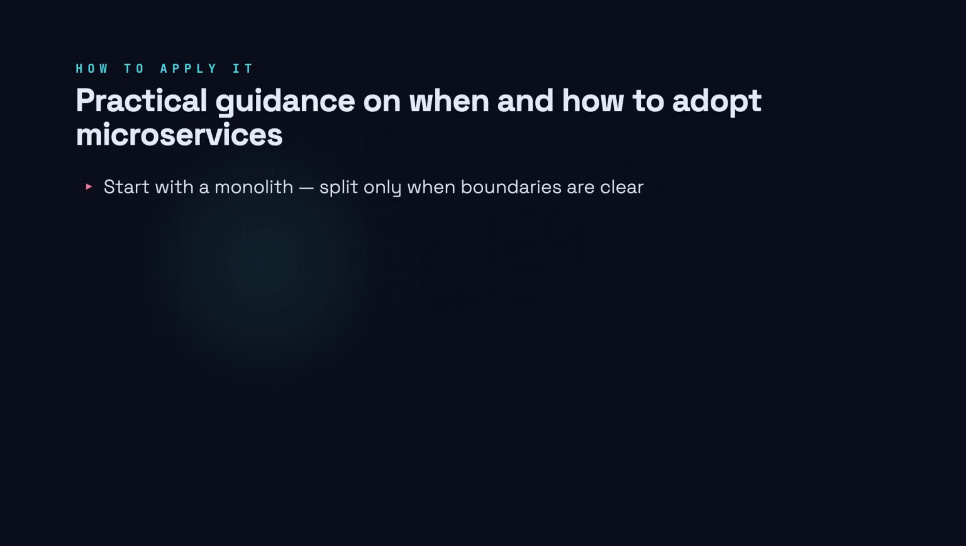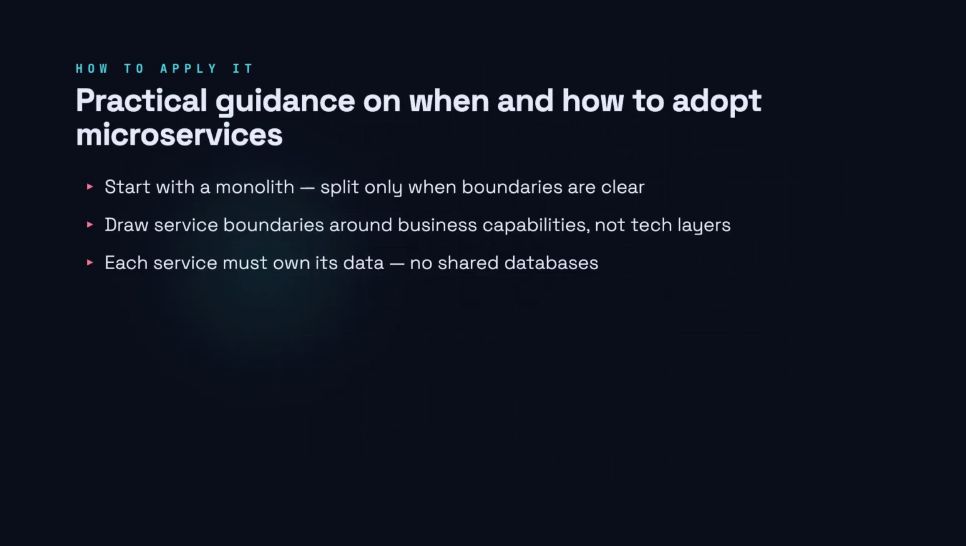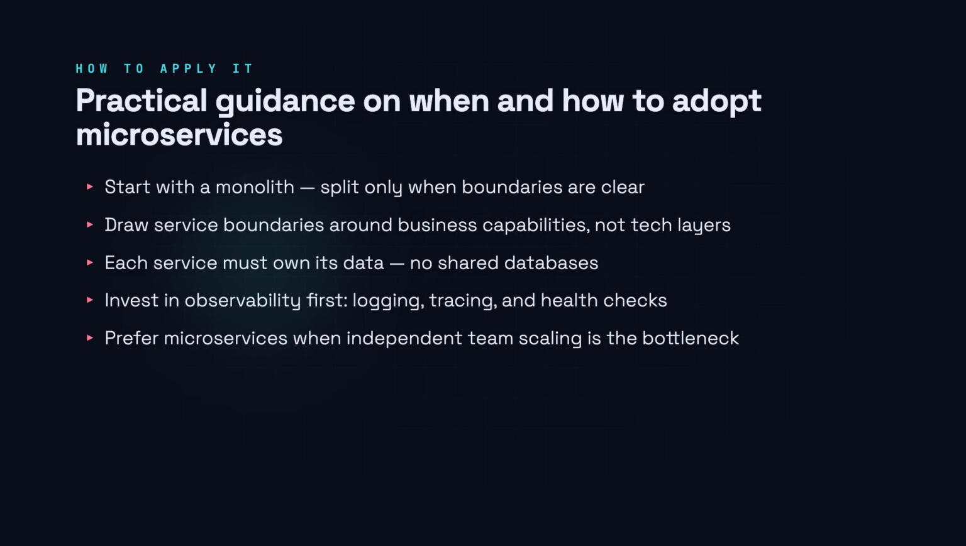The biggest mistake teams make is splitting too early, before they understand the natural seams in their domain. Start with a well-structured monolith, let the business boundaries reveal themselves, then extract a service when a clear capability needs to scale or deploy on its own schedule. When you do split, resist the urge to share a database. Shared data creates hidden coupling that defeats the whole point of the architecture.